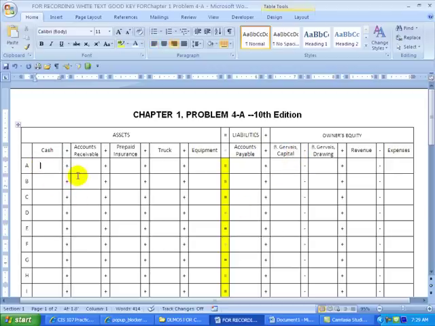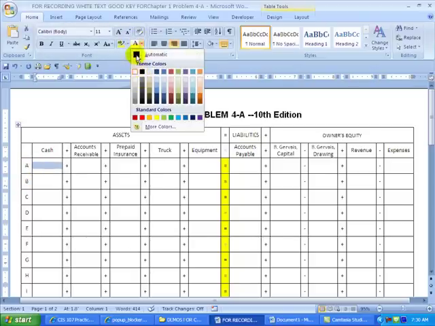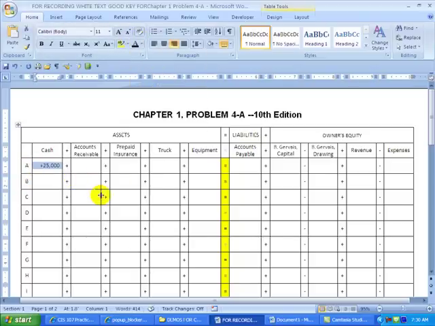In transaction A, Gervais deposited $25,000 in a bank account in the name of the business. So the cash is going from 0 to 25,000. So this is going up. And because the owner is making an investment in the company, capital also is going up. As you look at the transaction, the left-hand side of the equation equals the right-hand side of the equation.